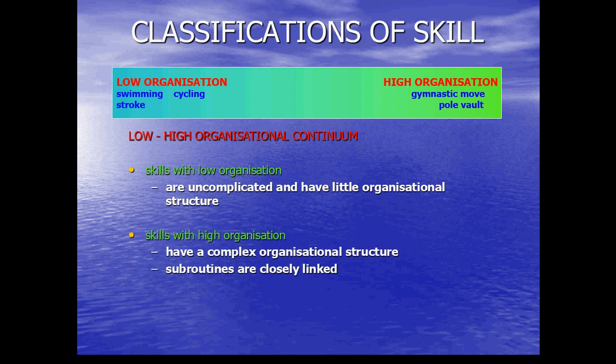Skills with a high organization have a complex organizational structure. The subroutines themselves are closely linked, and therefore they cannot be practiced separately. The skill must be practiced as a whole thing. This requires far more attention and concentration to be performed successfully. For example, a pole vault or a gymnastic move would be a high organization skill. At the other end of the continuum, we have swimming strokes and cycling, quite uncomplicated, requiring much less concentration and attention.